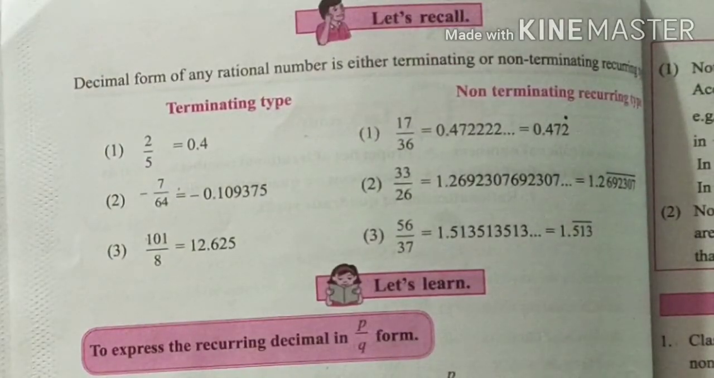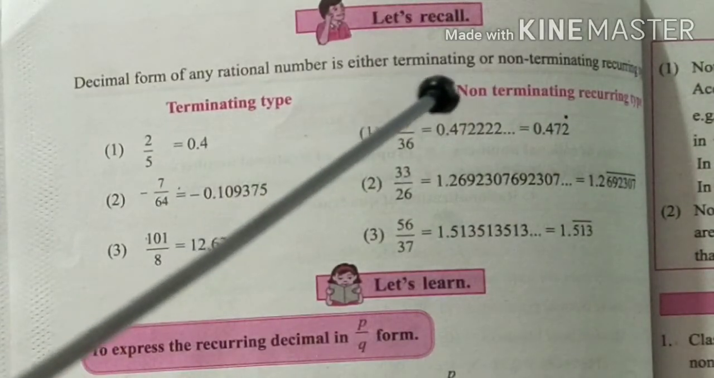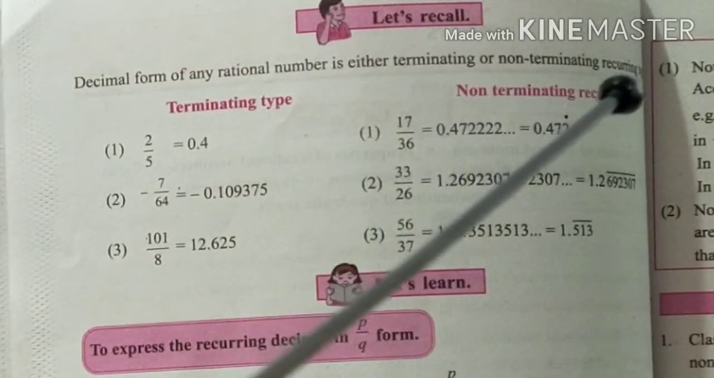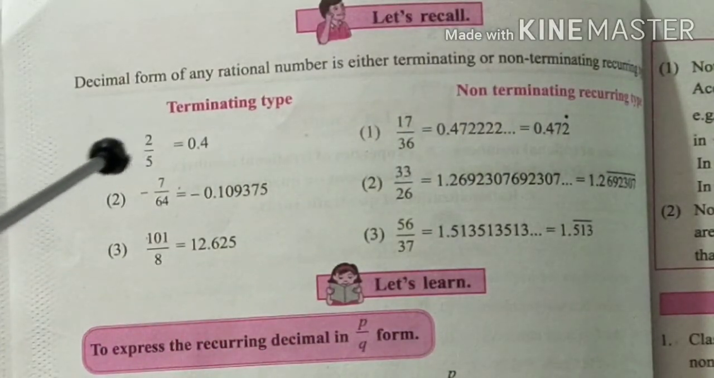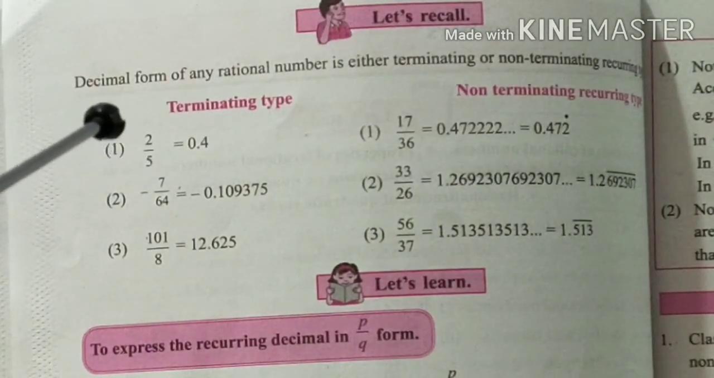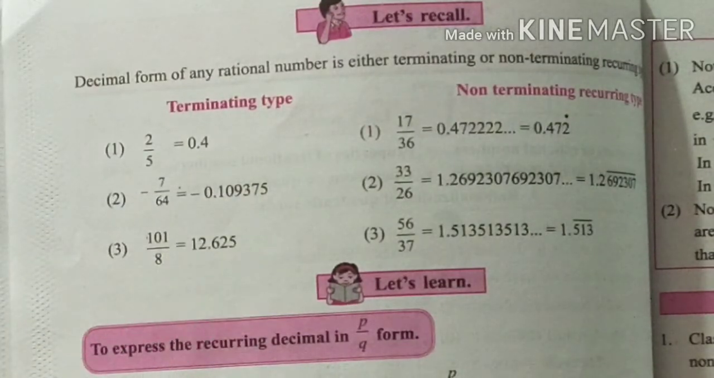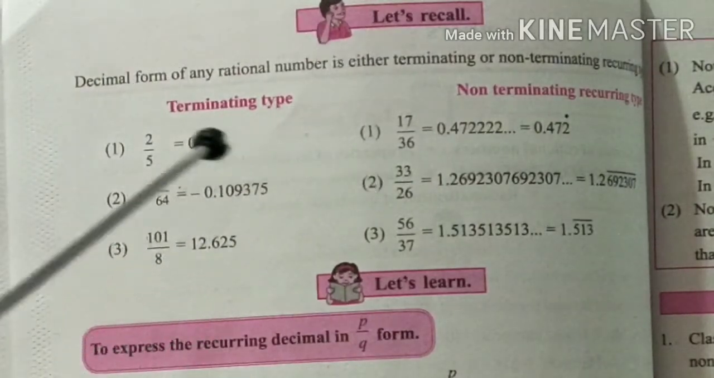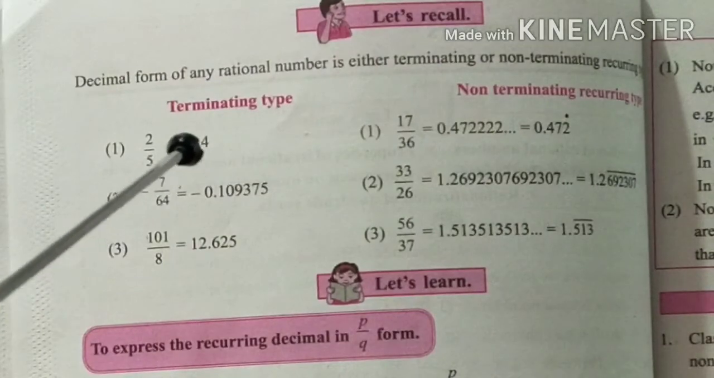Okay students, then next is that the decimal form of any rational number is either terminating or non-terminating recurring form. What does it mean? Suppose you are given one rational number as 2 upon 5, where 5 is the divisor. As we divide the numerator 2 by 5, we get remainder 0. And if the remainder is 0, this form is terminating type, and we get the answer in decimal form as 0.4.